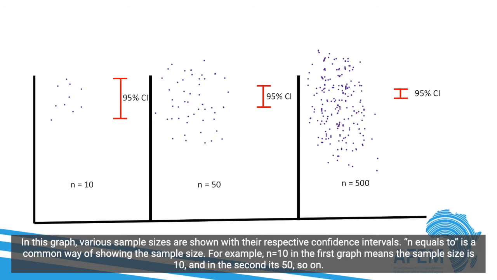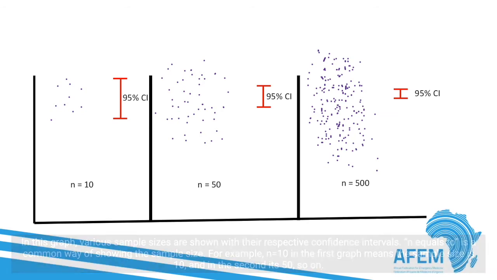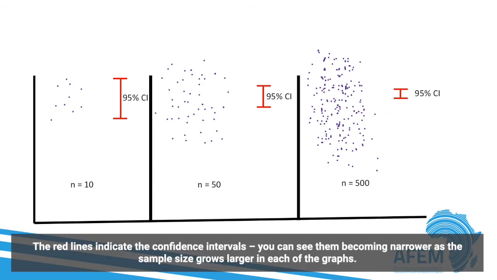N equals 2 is a common way of showing sample size. For example, here the sample size is 10, here it is 50, and here it is 500. The purple dots represent data points in the study, and the red lines indicate the 95% confidence interval. You can see that as the sample size grows larger, the confidence interval grows narrower.